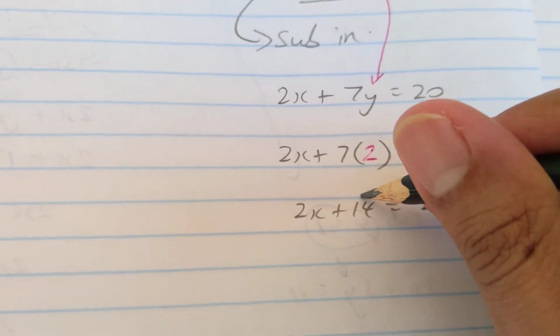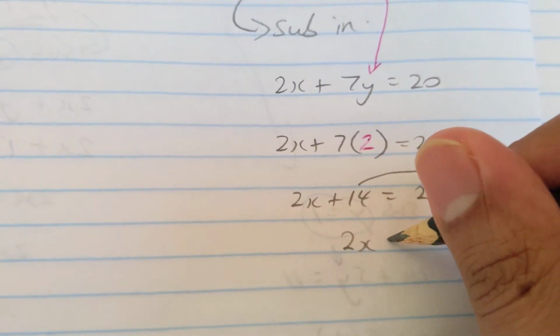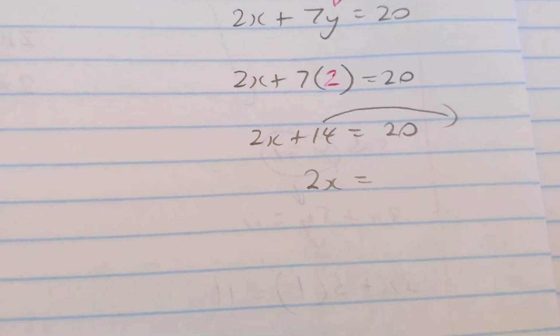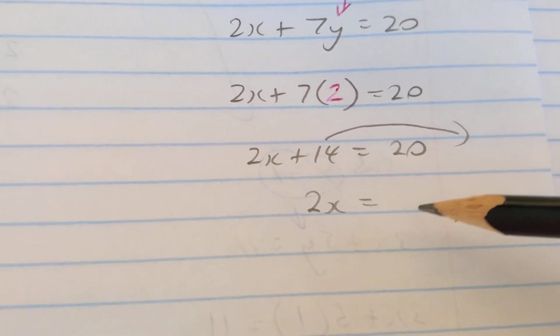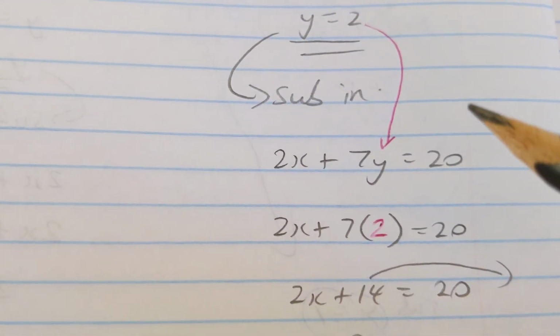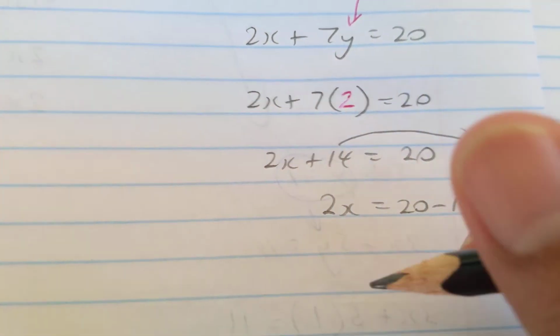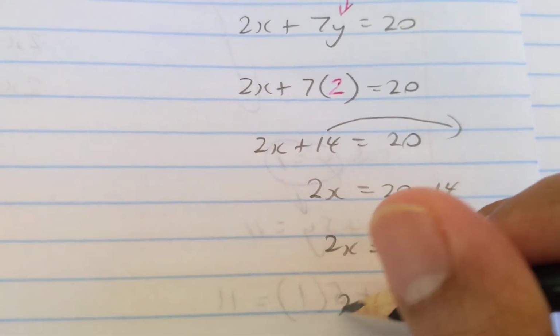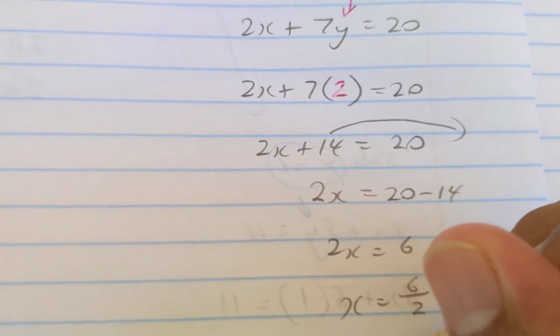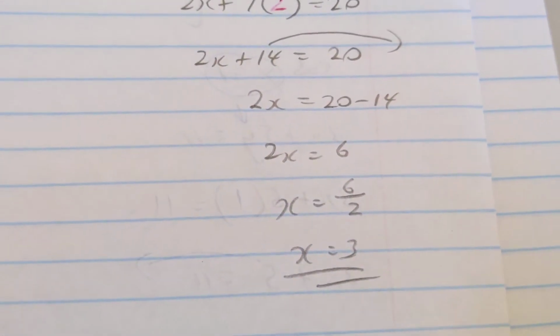And then I solve: all the letters on one side, all the numbers on the next. See how it's recapping solving as well, and earlier we had substitution. So 20 take away 14. 2x is equal to 6, so x will be 6 divided by 2, which is 3. So that's the answer, and if you're feeling comfortable there, you could stop.